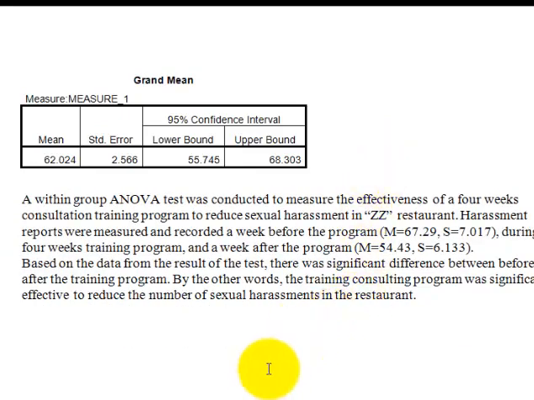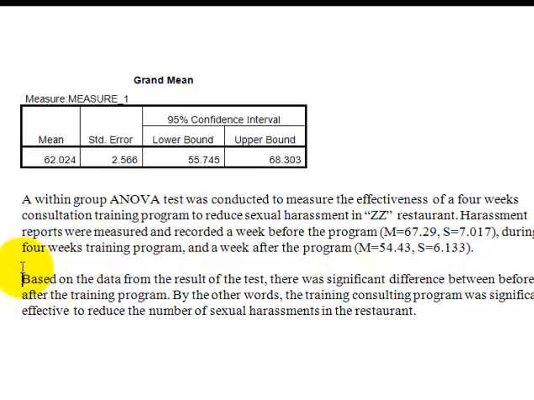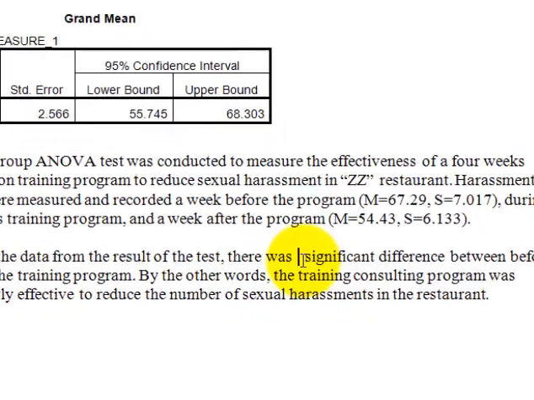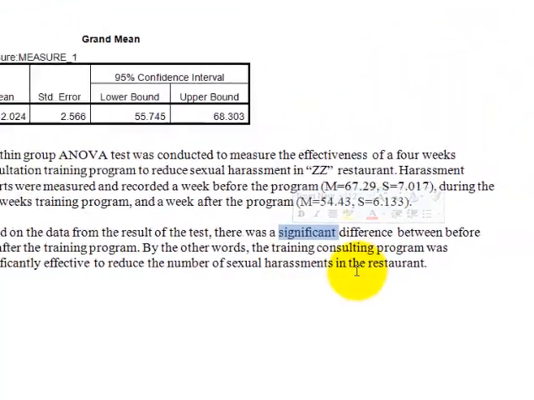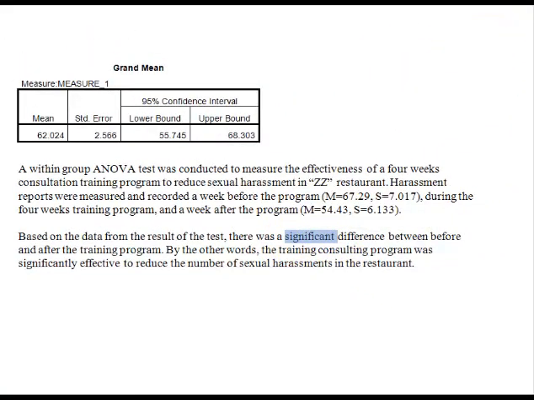So let's take a look at your write-up. Within group ANOVA test was to measure effectiveness of a 4-week concentrated harassment training. Harassment reports were measured and recorded a week before the program, during the 4 weeks of training, and a week after the program. So this is the post, and this is the pre. Okay, that's good. Based on the data from the result of the test, there was a significant difference before and after the training program. Okay, so you use the word significant. So now you've got to do something about it. So hold on.